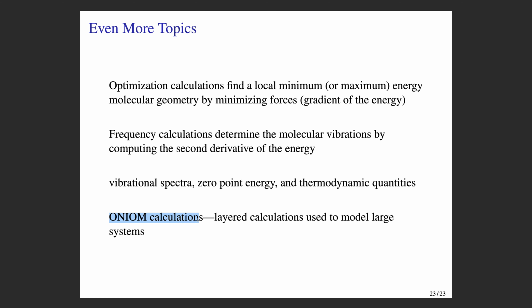A more advanced topic that we may or may not get to, it just depends on what projects you want to do, would be ONIOM calculations. This is where you use layered calculations in the sense that you have a small portion of your molecule that you want to treat with a high accuracy method, and then the other parts of the molecule you will treat with lower accuracy methods. And so this is a strategy for studying rather large molecules efficiently. That is, in a short enough amount of time that you can get useful results.